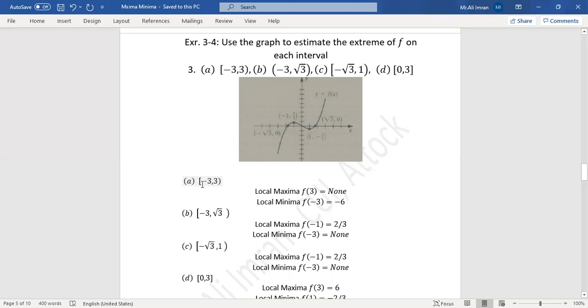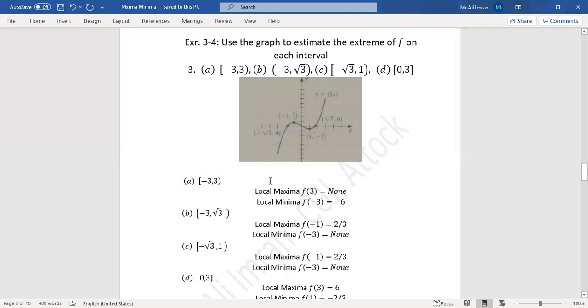Now, the closed interval -3 to open interval 3. It means that x is equal to 3. This is the -3, and this is the +3. Now we find the maximum values. If we look around, the highest point lies at x is equal to 3. But at x is equal to 3, the interval is open, so we cannot find a local maximum at this point.